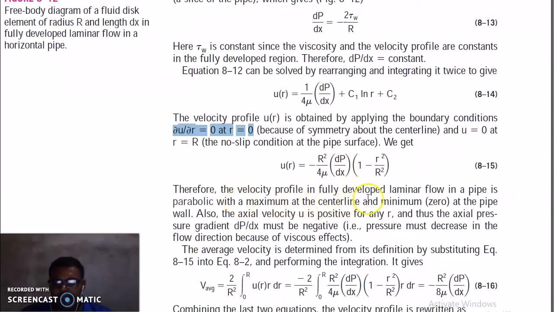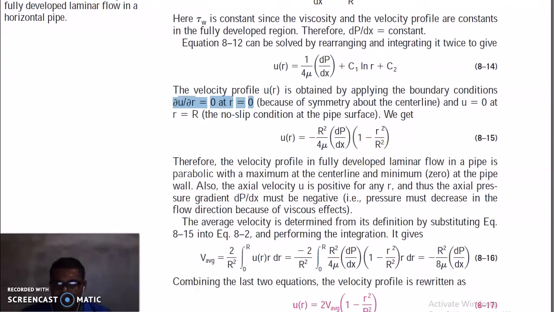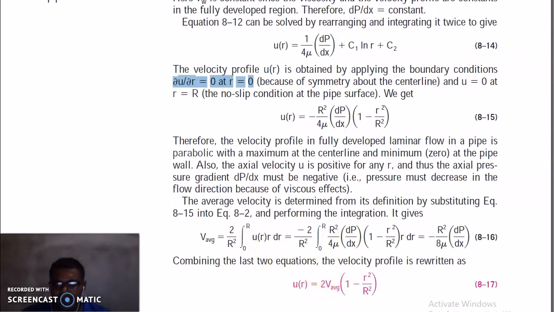Therefore, the velocity profile in laminar flow in a pipe is parabolic, with the maximum at the center and minimum at the wall. So this is the equation of a parabola. Now if you have to calculate the average velocity, it is 2 by R squared times the integral from 0 to R of u(r) r dr. You can put the value of u(r) here. This is your average velocity.